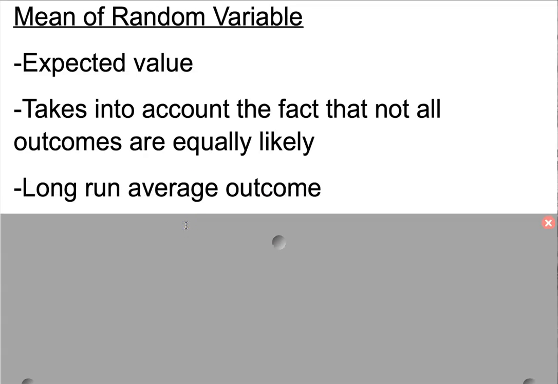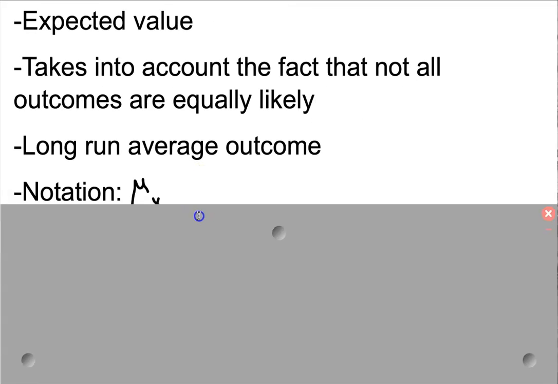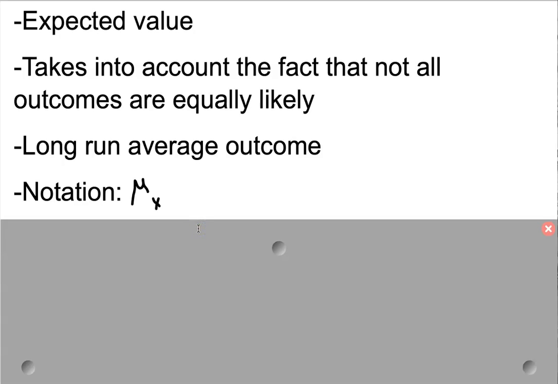We sometimes hear this called a weighted average. It takes into account that some outcomes are much more likely than others. This is also the long run average outcome. So if you were to look at many, many random selections out of a probability distribution, what would the average look like? The notation we use is mu sub x. If we're going to get to the point where we're looking at more than one random variable at a time, we would call that mu sub whatever variable you're dealing with. So mu sub x, mu sub y, mu sub whatever.